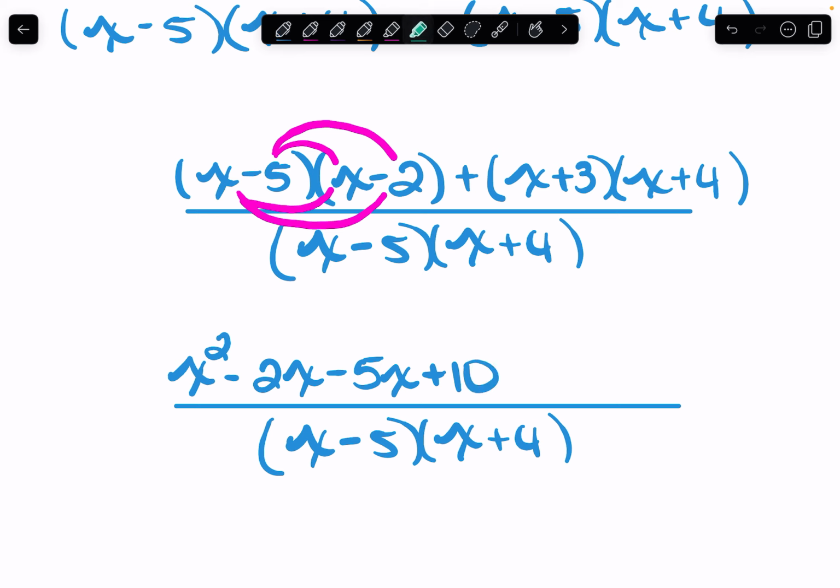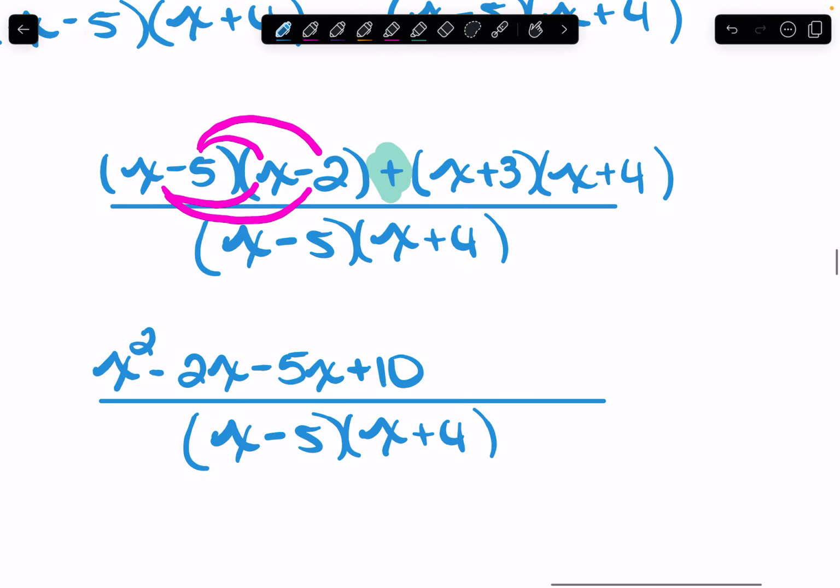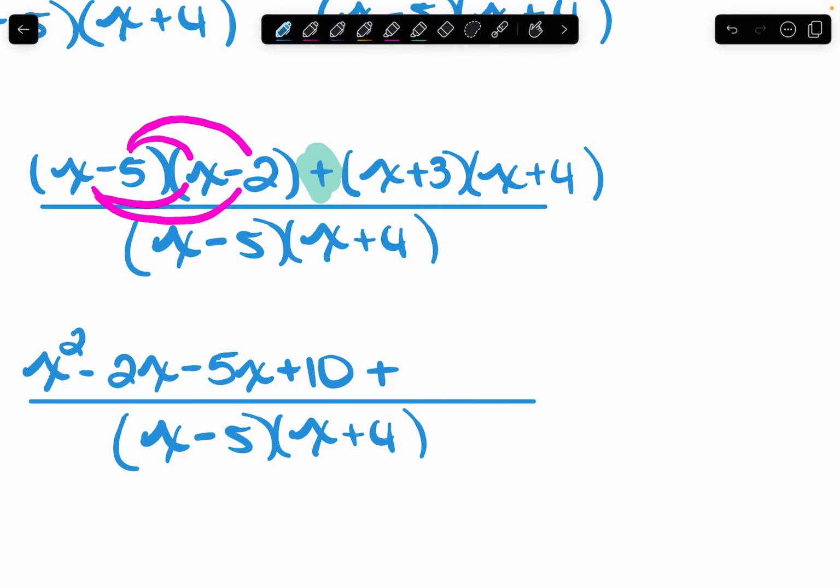Be very, very careful with the second one. If this is a minus sign, you need to use parentheses. Since it's a plus sign, it's not a big deal. But if this was a minus sign, immediately open a set of parentheses.